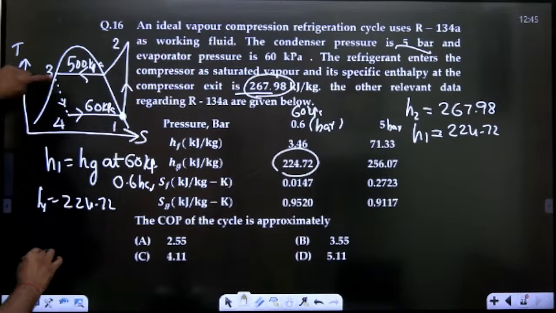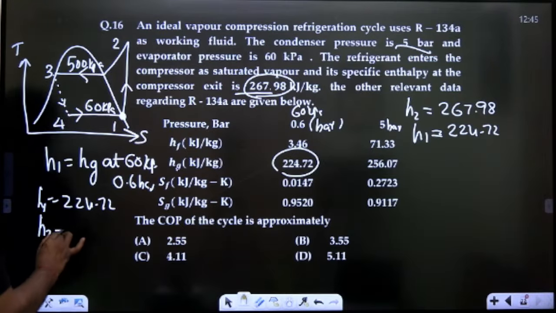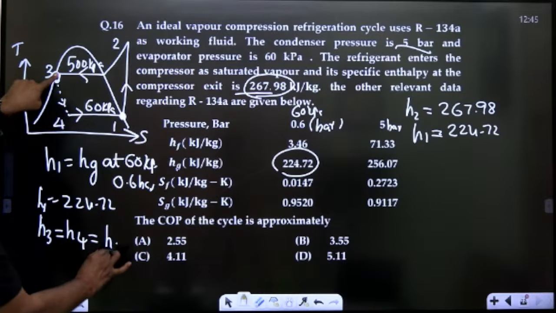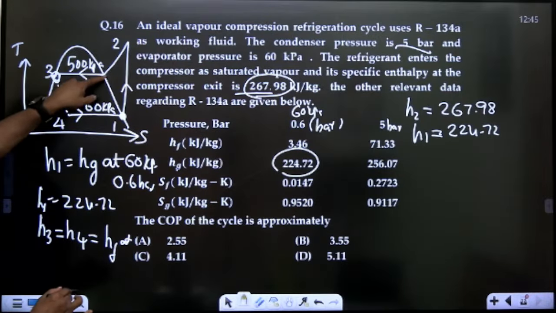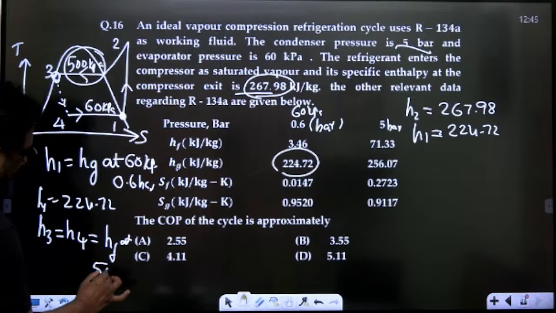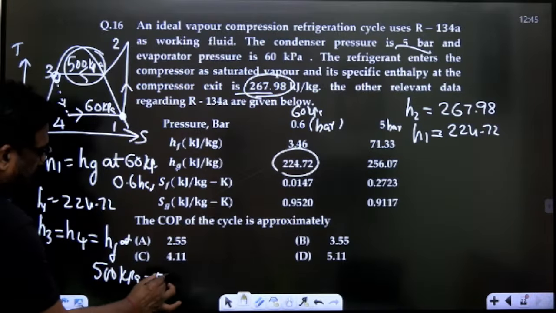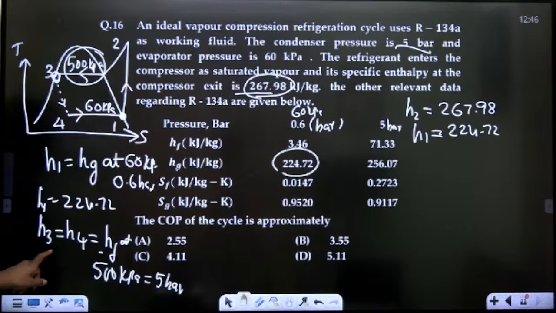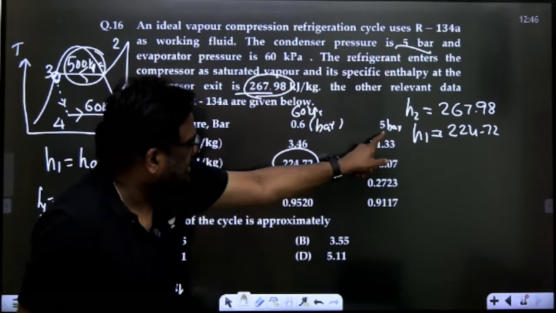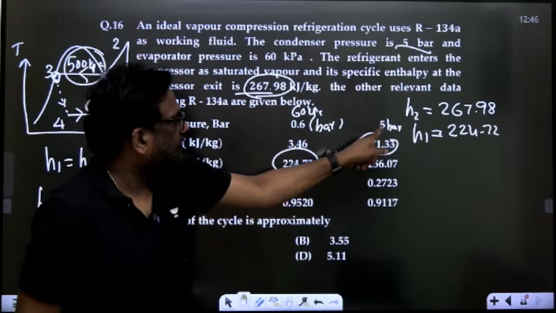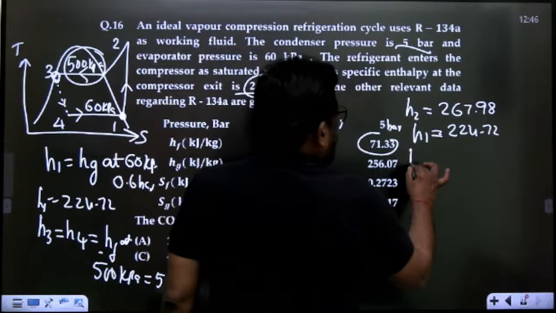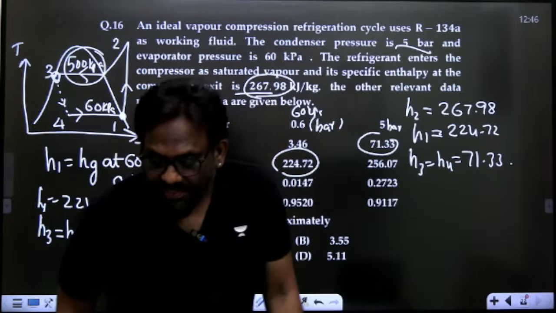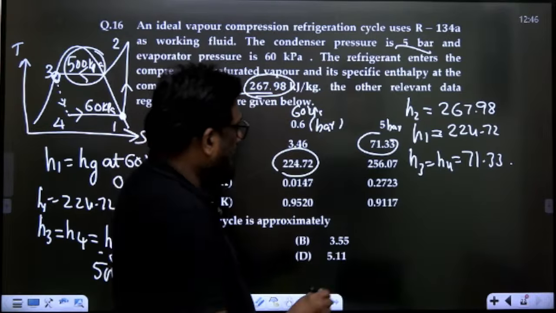Okay. H2 is given. What is H3, sir, which is also H4? H3 is hf at 500 kilopascal, which is also 5 bar. So you have to go to the 5 bar column and find hf. That will be H3. So hf is this first one, hf at 5 bar is 71.33. Correct? Is it correct, dear students? Yes.